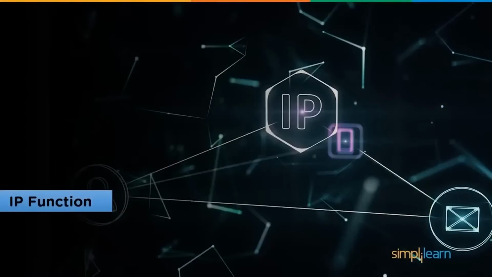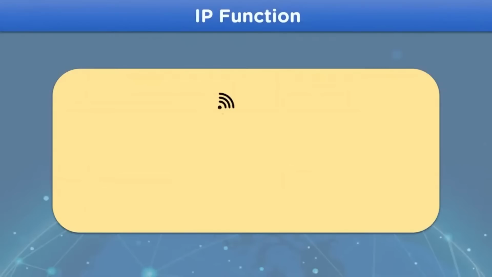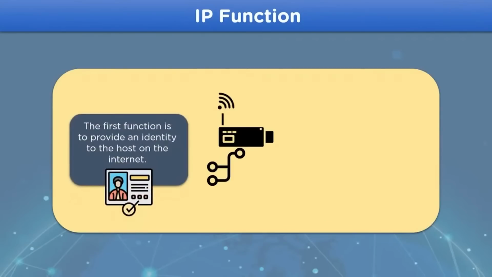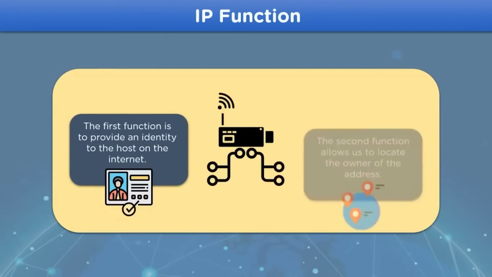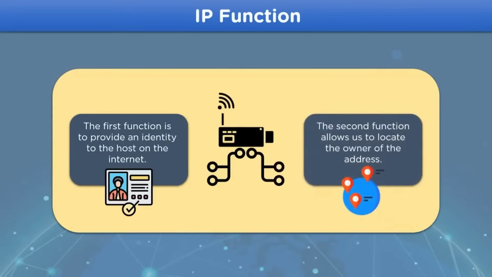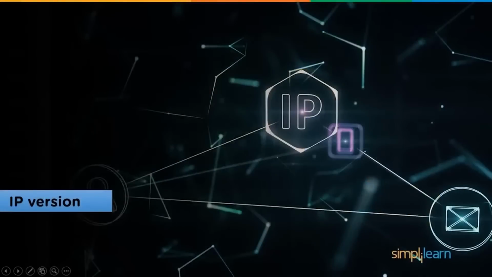Moving forward, we'll understand what exactly IP functions are. To begin with, IP functions can be divided into two types. For the first function, the Internet Service Provider assigns an IP address to the network device. The first function of the address is to provide an identity to the host on the Internet, whereas the second is used as a location address for the host on the Internet. Let's now take a look at different versions of IP address.